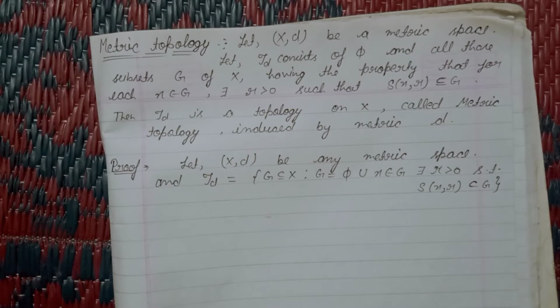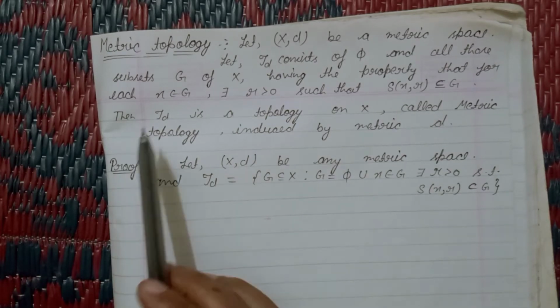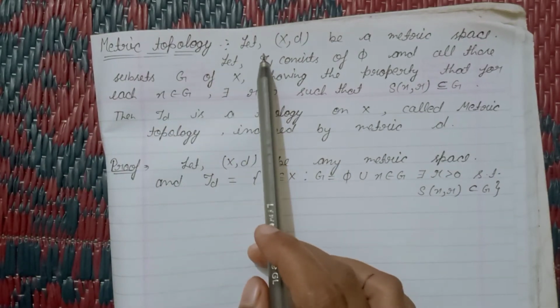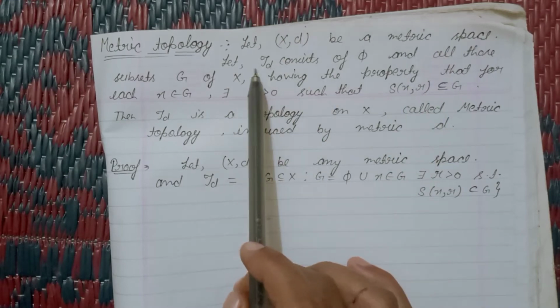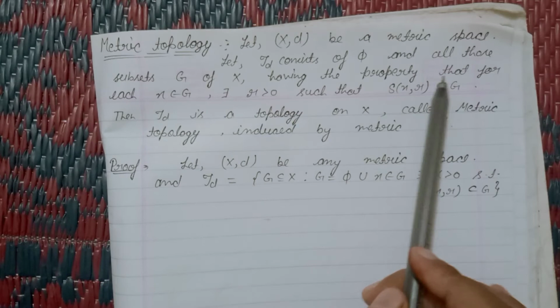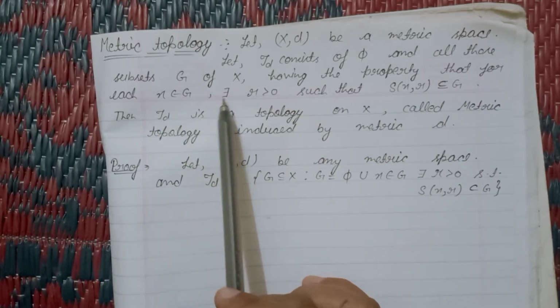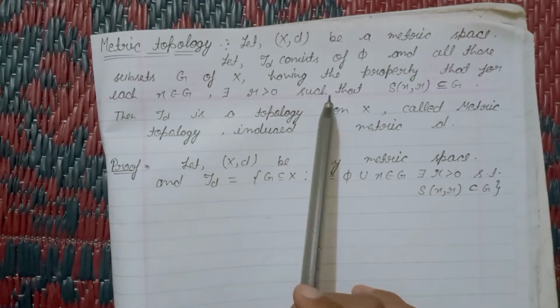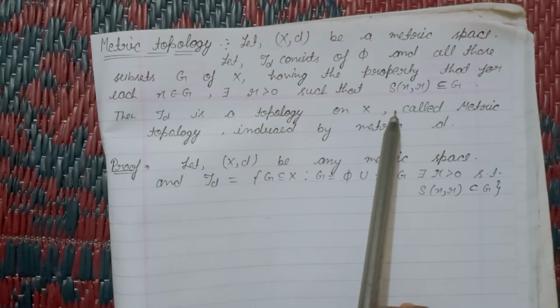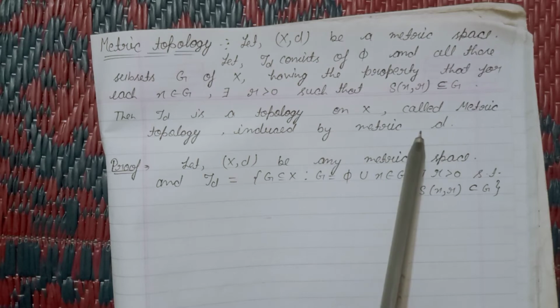In this video, I will cover metric topology and its proof. Right students? So what is the metric topology? The definition of metric topology is: let (X, d) be a metric space, let Td consist of phi and all those subsets G of X having the property that for each x belongs to G, there exists r greater than 0 such that S(x, r) is contained in G. Then Td is a topology on X called the metric topology induced by metric d.